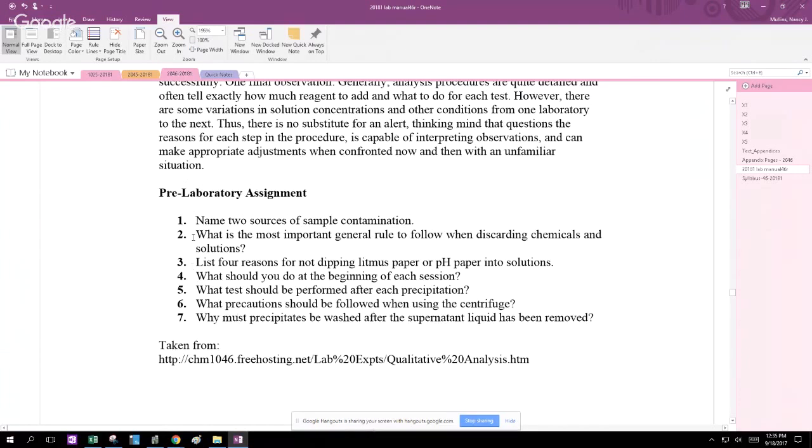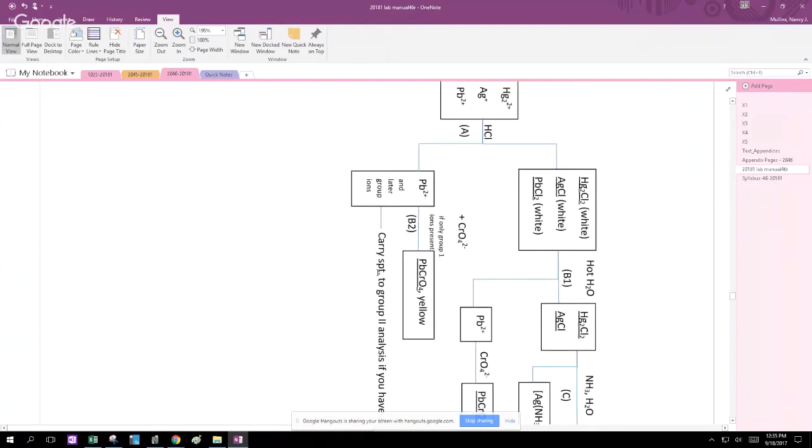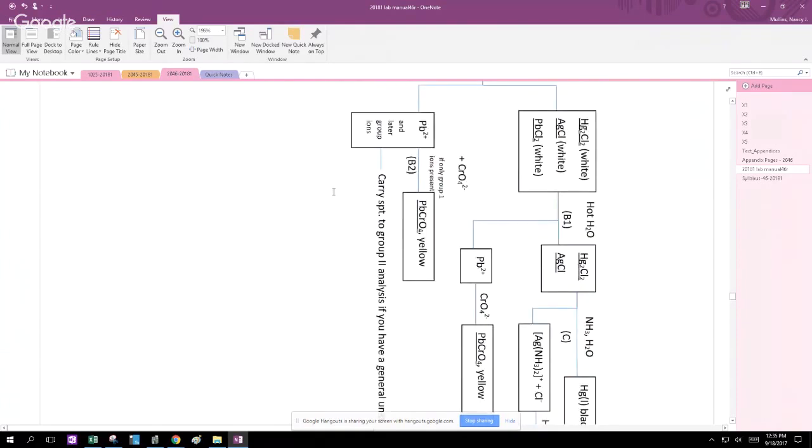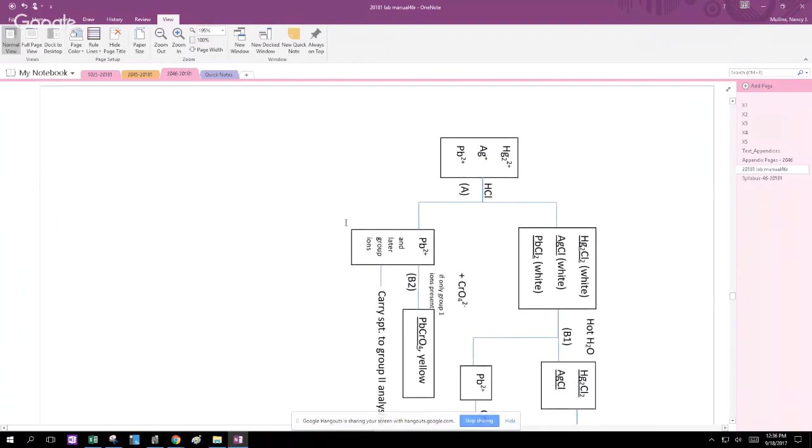Because these are the questions I want you to answer in your lab notebook before you get to class. Okay? So you're going to read through it. As you're reading through it, these are reading comprehension questions. It's just things that you need to look out for before you do the lab. Then it talks about the group 1 analysis specifically. This is the big picture of the group 1 analysis.